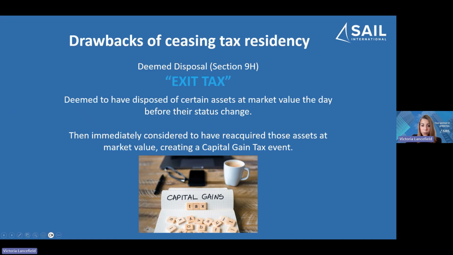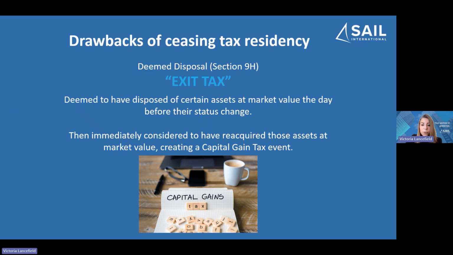Let's talk about the drawbacks of breaking your tax residency. In South African tax law, Section 9H outlines the consequences for individuals who are considered to have disposed of their assets for capital gains tax purposes when they emigrate. This is commonly referred to as the exit tax.